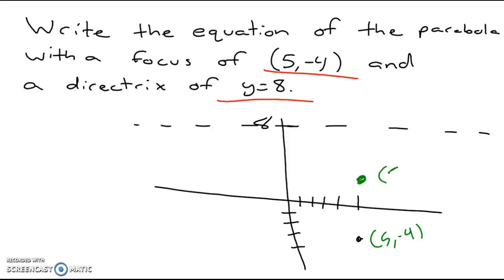And that has the same x value, and its y value is the average of these two. So 8 plus -4 is 4, divided by 2 is 2. That means it's 6 away this way and 6 away this way.